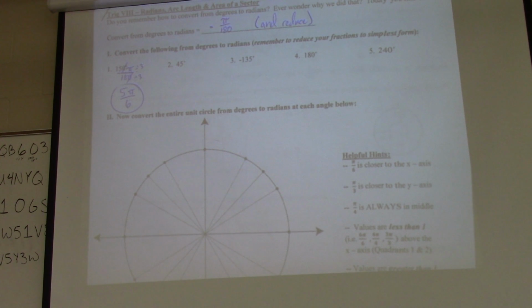I want you to do the other 4. Take you probably a minute, maybe 2 tops. So just times it by pi over 180 and reduce it.